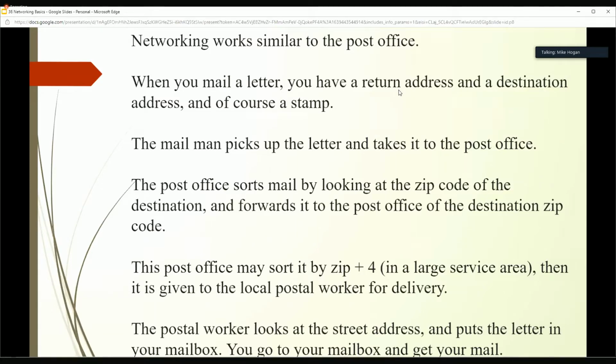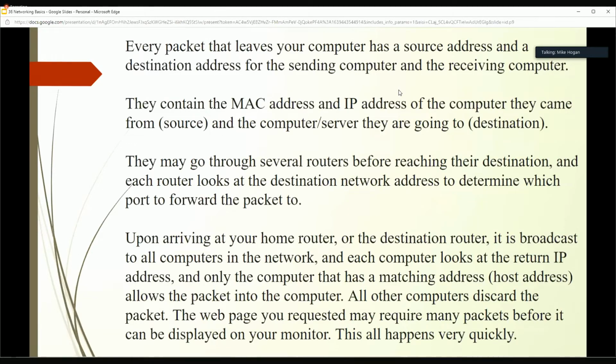And so we're all very familiar with that process, very similar to what's taking place with what we saw in the little video that we had a couple weeks ago. Every packet that leaves your computer has a source address and a destination address for the sending computer and receiving computer. They have those two separate addresses. They contain a MAC address, and that's the physical address at the NIC, and an IP address of the computer they came from, the source, and the computer or server they're going to, the destination.